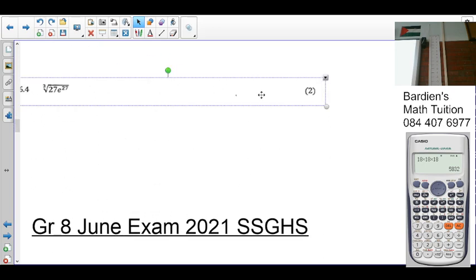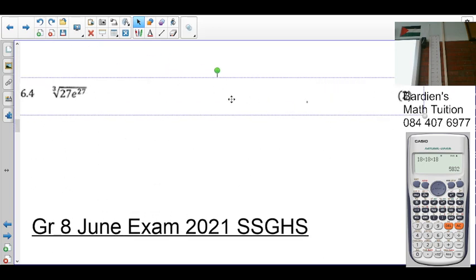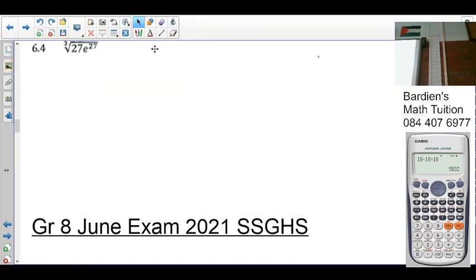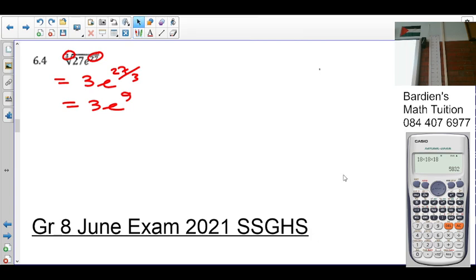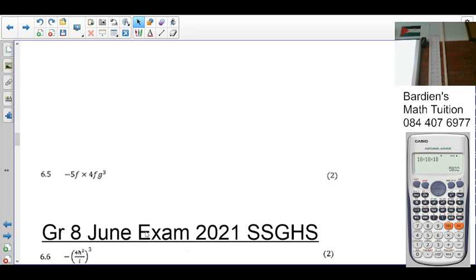People, 6.4. You can't help but love this algebra. The cube root of 27. 3. 3 times 3 times 3 is 27. e, 27 over 3. So it's 3e. 27 over 3? 9. So it's 3e to the exponent 9. Next.